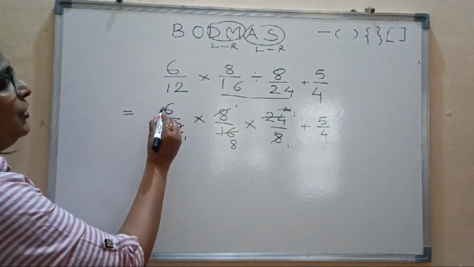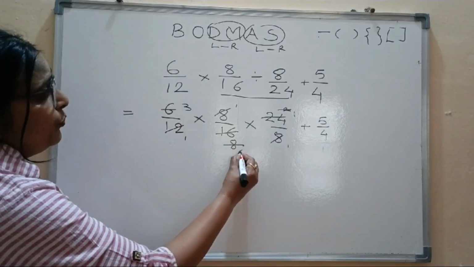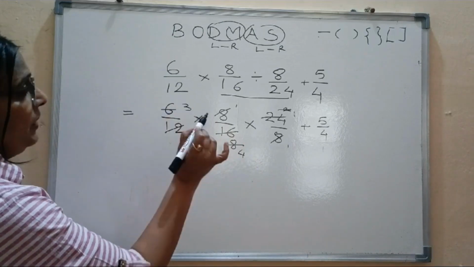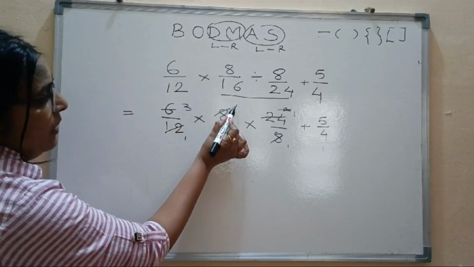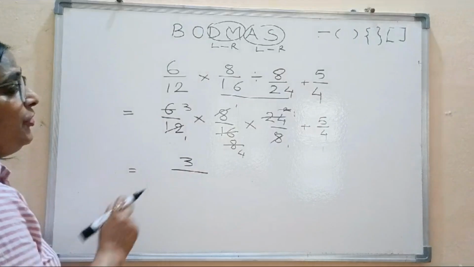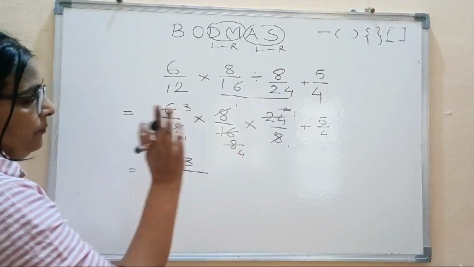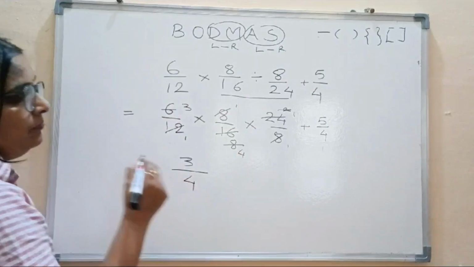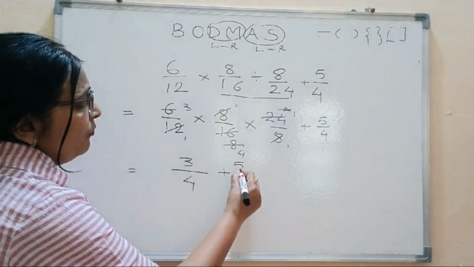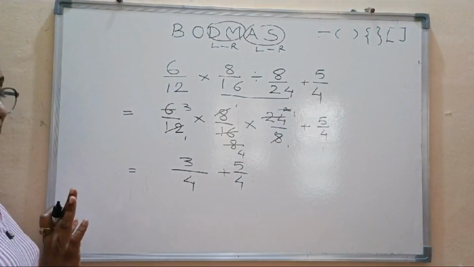Now here 2 threes are 6, 2 fours are 8. Now let's see what is left here in the numerator: 3 into 1 into 1, that is 3. In the denominator what is left? 1 into 4 into 1, that means 4. Plus 5 by 4, left as it is.